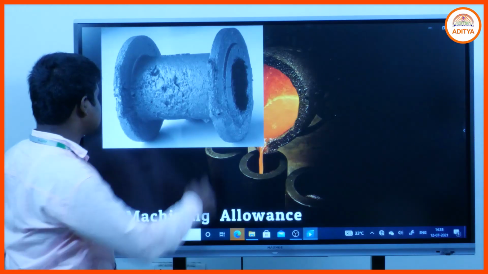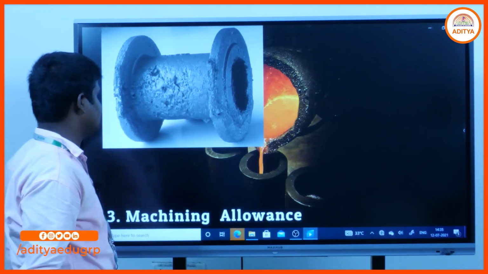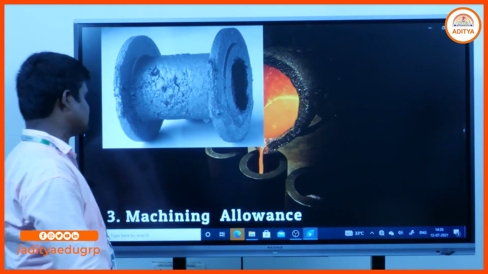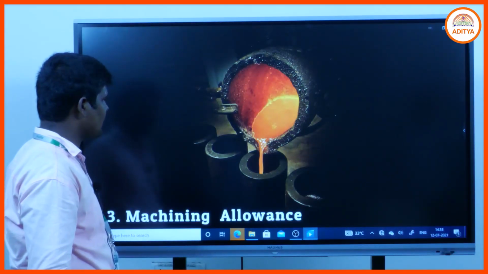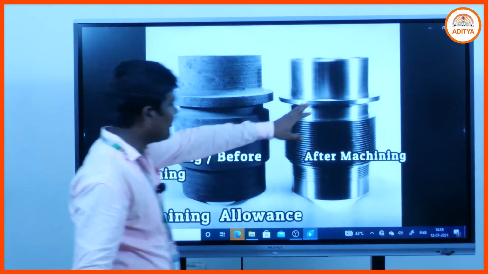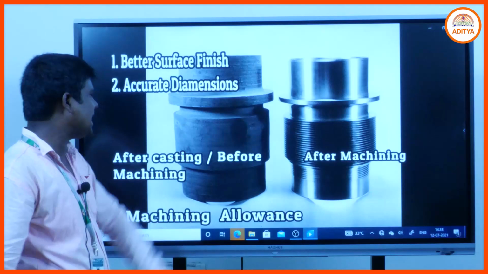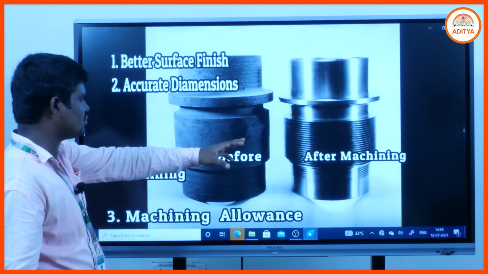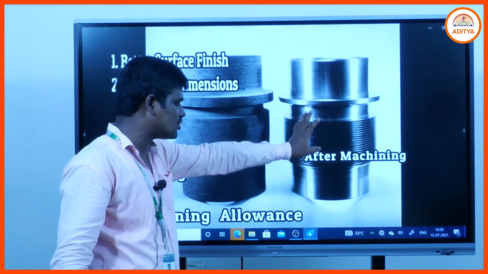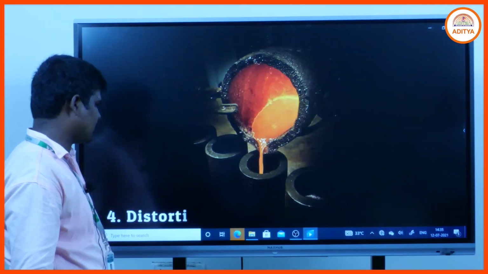That is the machining allowance. That is the casting product, where a rough surface is generated, but we require a finished surface. After machining, that type of finished surface is generated using machining allowances. We get a better surface finish, and accurate dimensions are also obtained in that process.